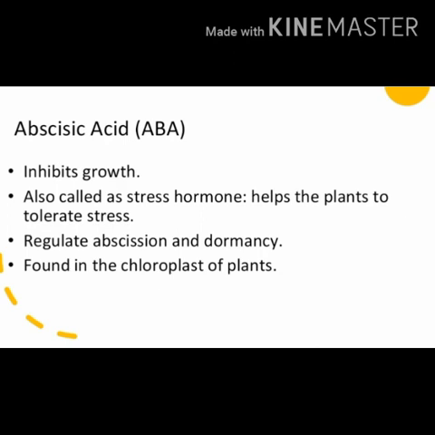Then it will regulate abscission and dormancy. Abscission means falling down of old fruits, leaves, or flowers. That is abscission. And dormancy means not working, a not active form. So this hormone regulates abscission and dormancy. Then this abscisic acid hormone is found in the chloroplast of plants.